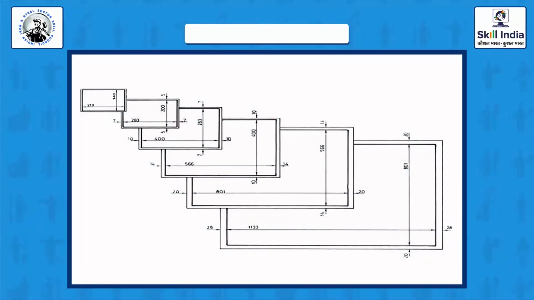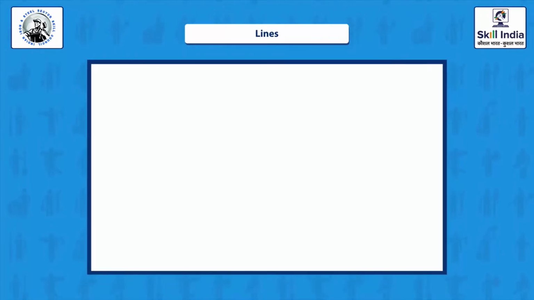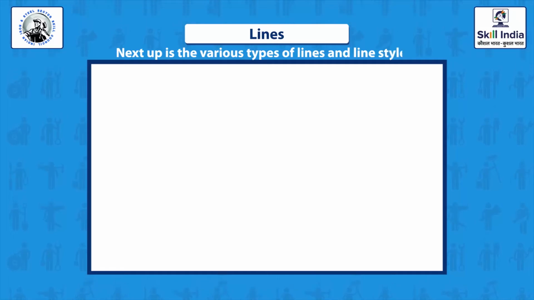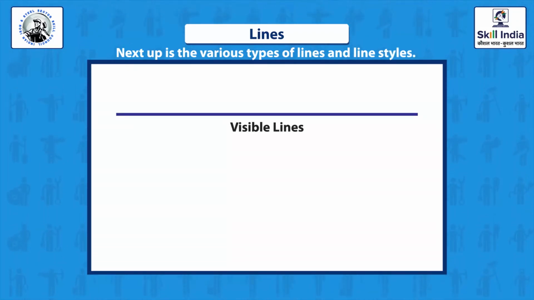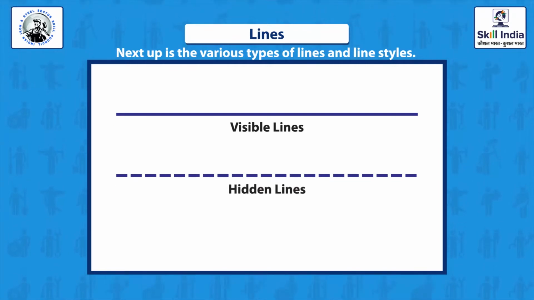Now you can see the different sheet sizes for drawing. From A0 to A5, you have all the details on the screen. Next up is various types of lines and line styles. Visible lines are used to represent edges. Hidden lines are used to represent edges which are not visible directly.